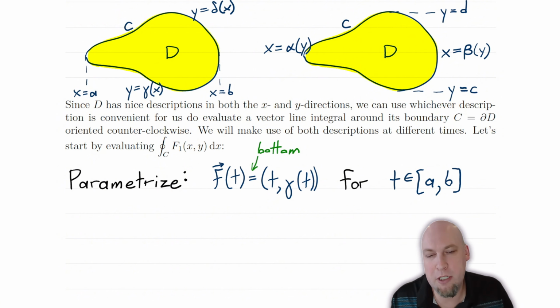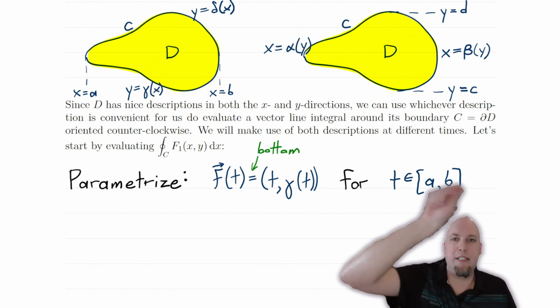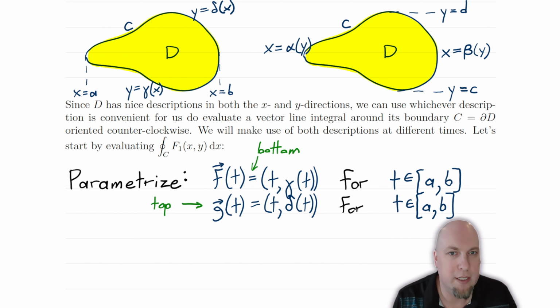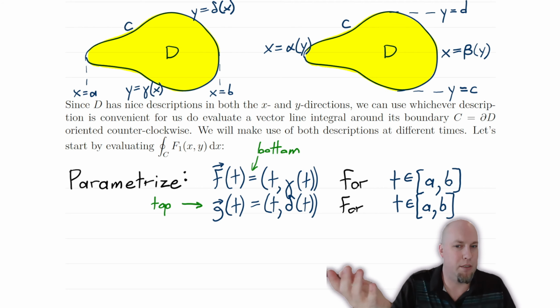Well, I better parameterize the top of the region as well, so that when I integrate, I go around the entire boundary. Okay, so the top is going to be parameterized in the exact same way. The only difference is it's not gamma of t anymore. Now it's delta of t, because that's my top curve.